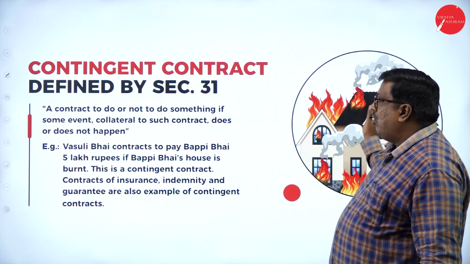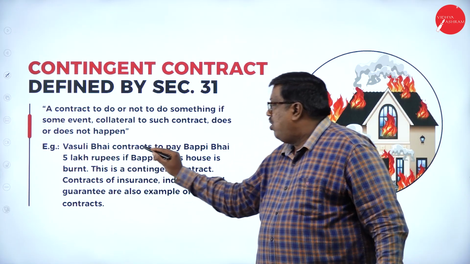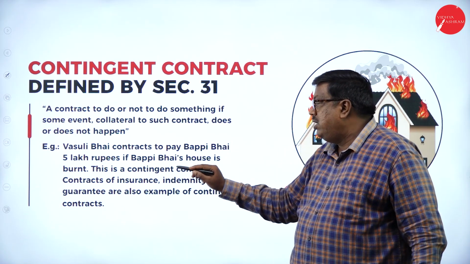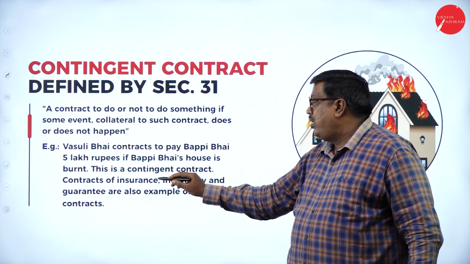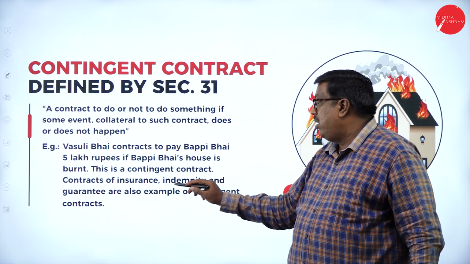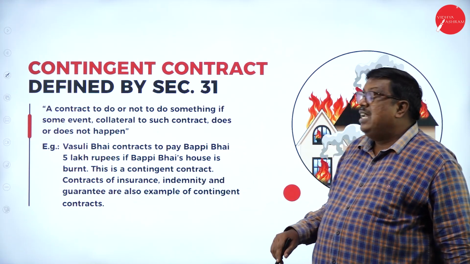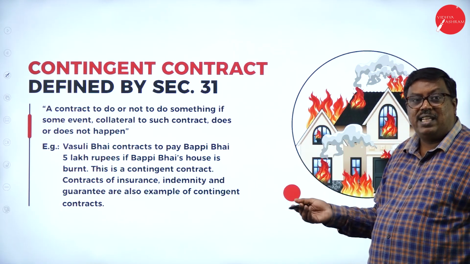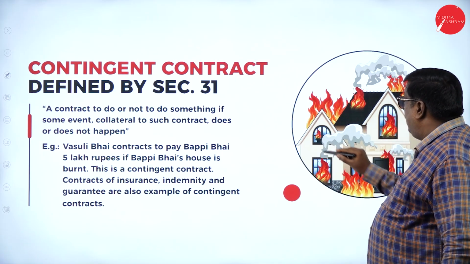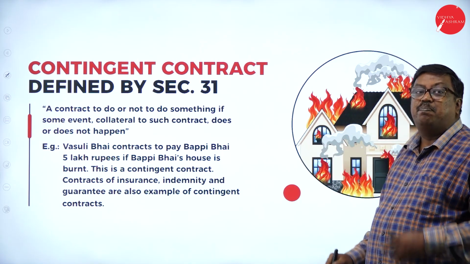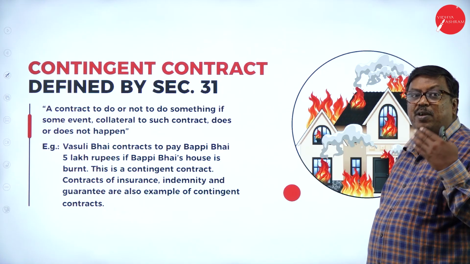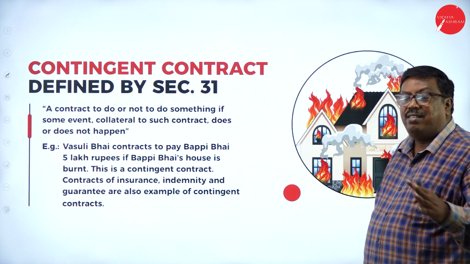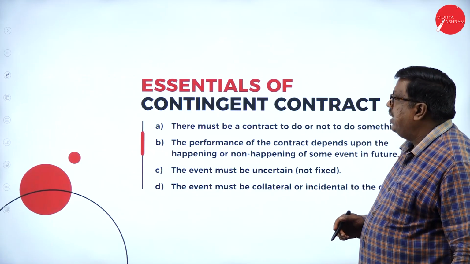See, the example I already said: Vasuli contracts to pay Bapi 5 lakh rupees if Bapi's house is burnt. This is a contingent contract. Contracts of insurance, indemnity and guarantee are also examples of contingent contracts. If anything happens to the property, then I'm going to pay you 5 lakhs, that is, only when your property is lost due to fire and it is burned totally. If that incident has not happened, I'm not going to pay you anything. This is the concept of contingent.